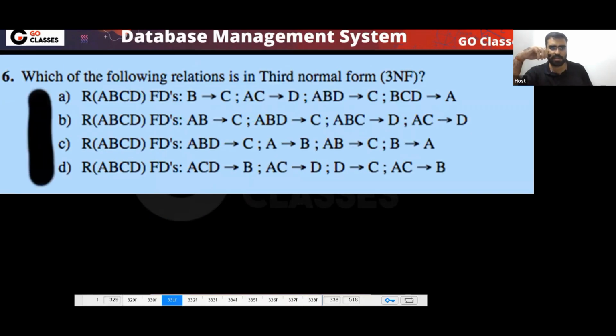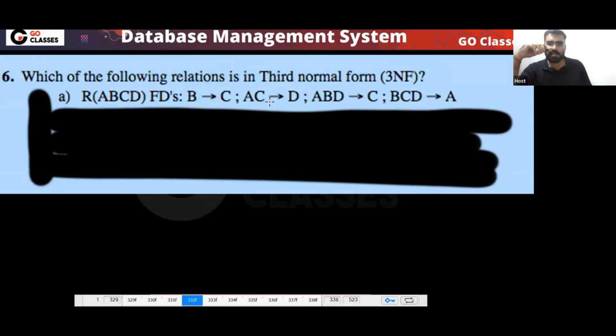Now let's check it out. Let's take your copy and pen and do some practice. Tell me what will be the answer for the first one. B determines C. First of all, what are the candidate keys? You find the candidate keys. Just check what B plus is. B plus is BC. That's it.